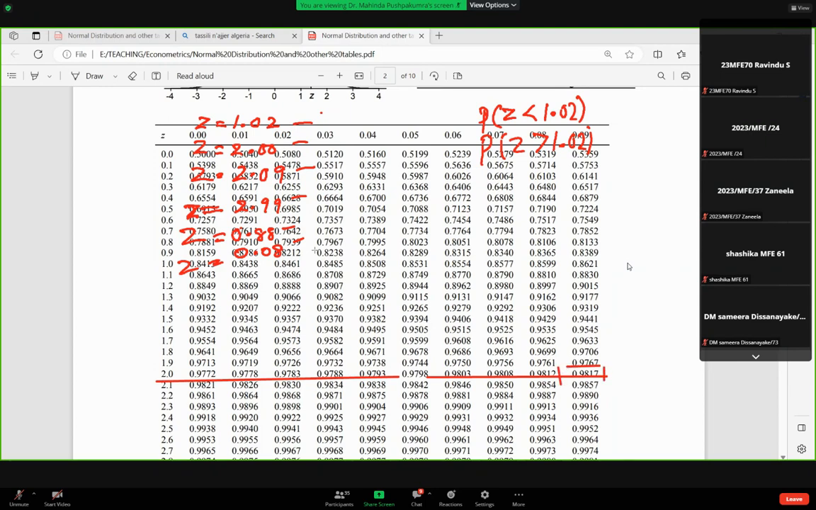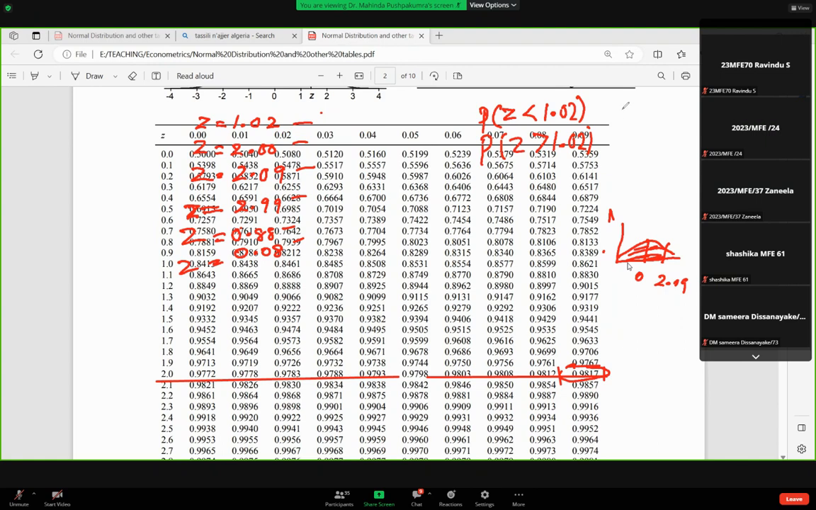Like this, I think you can find the answers. That is, if you take this one, 2.09, it is something like this. Then the probability of this area is 0.987.